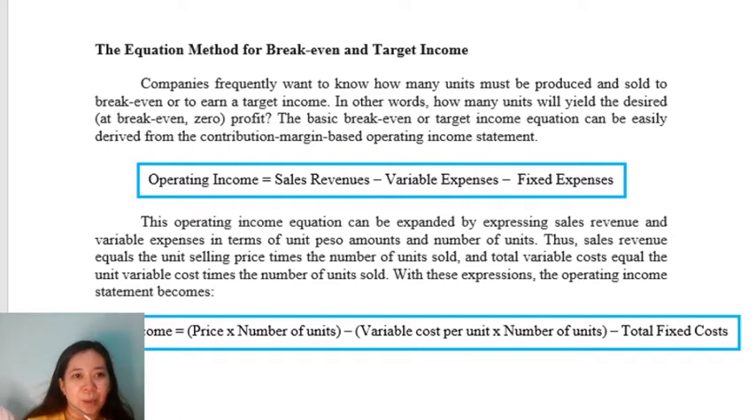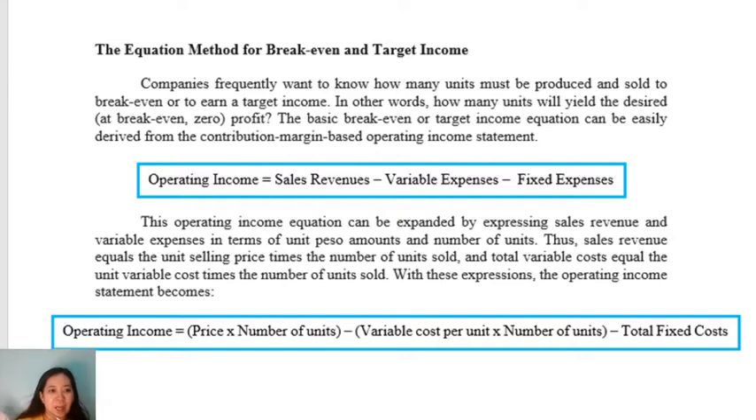Okay, so next is the equation method for break even and target income. This is where companies frequently want to know how many units must be produced and sold to break even, as mentioned earlier, or to earn a target income. In other words, how many units will yield the desired profit based on break even.